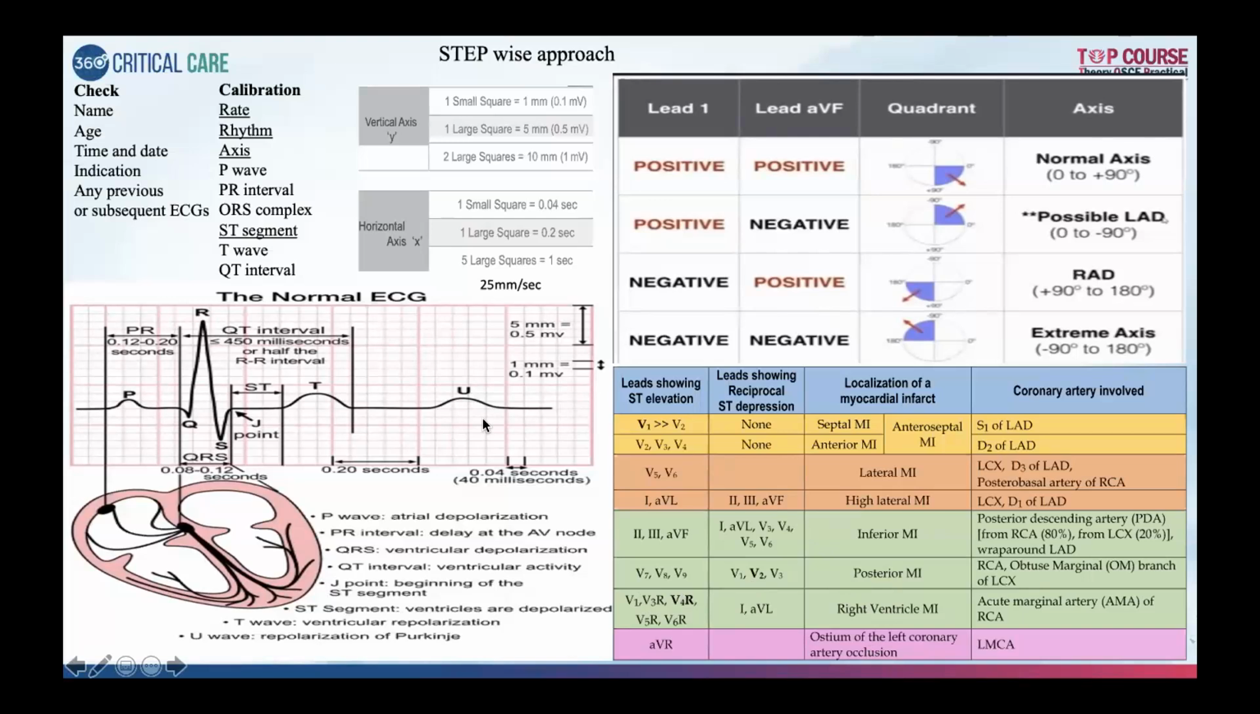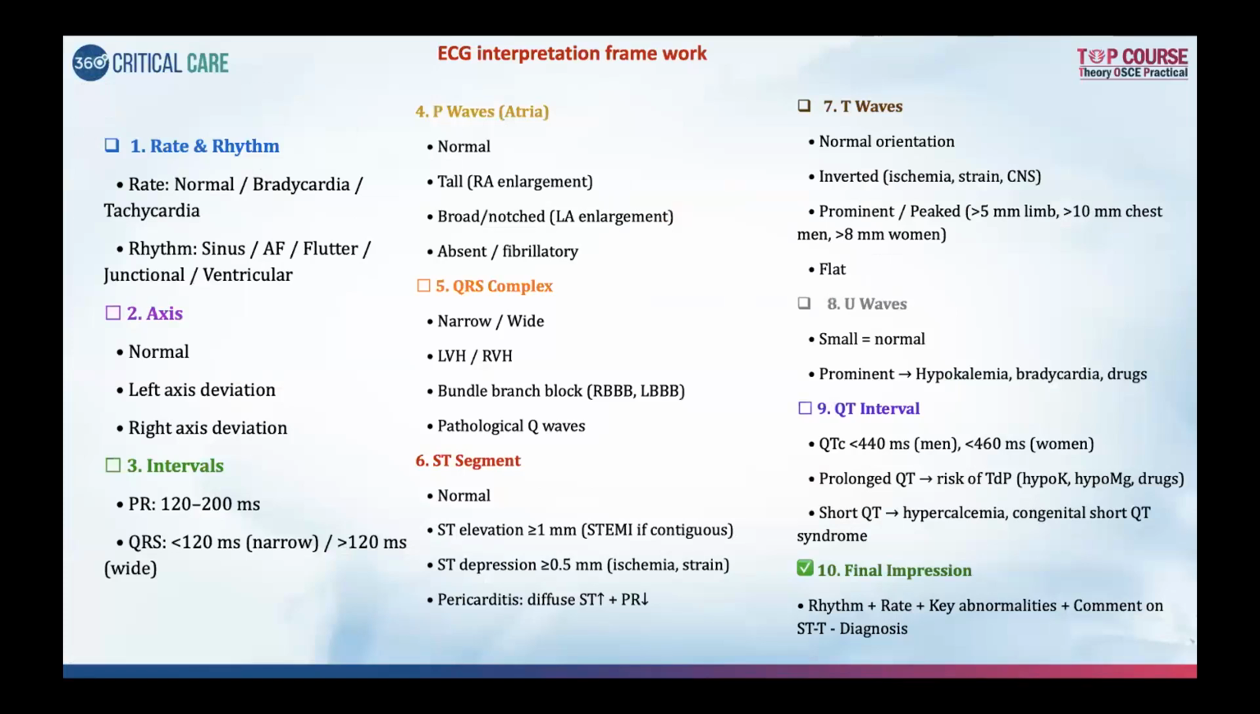So this is the basic slide wherein you can interpret every ECG this way. Every time you're interpreting, you'll have to look into the rate, rhythm, axis, intervals, and the P wave, whether it's broad, notched, or tall.